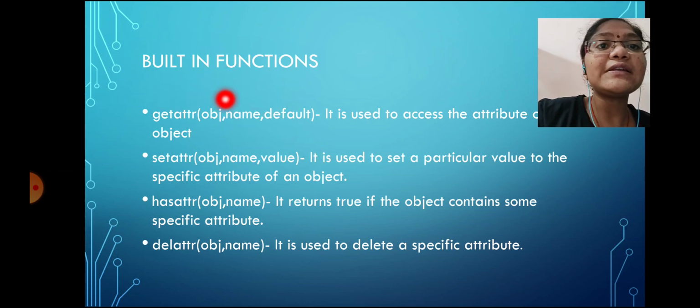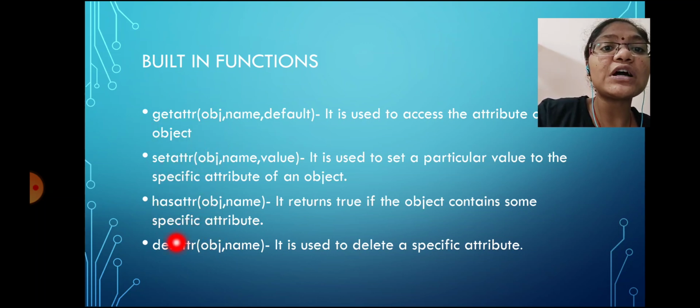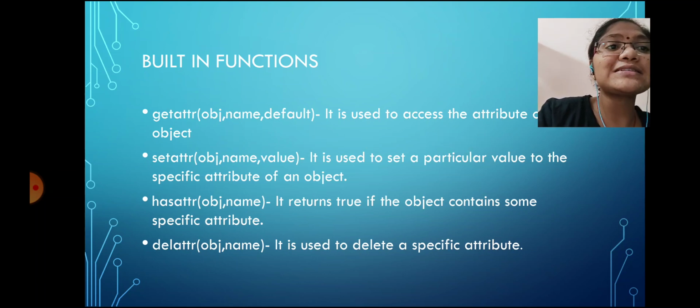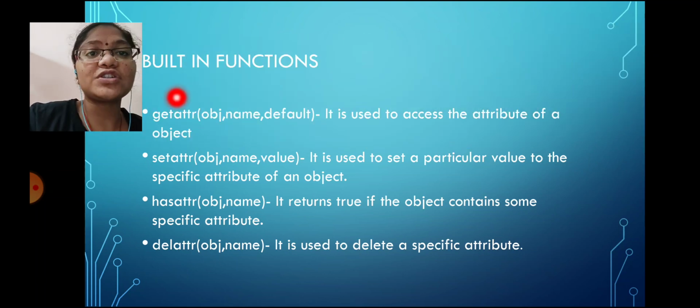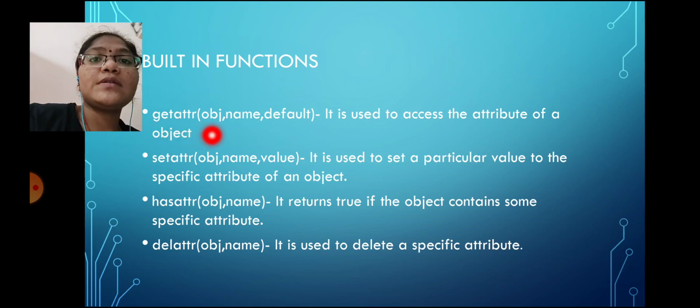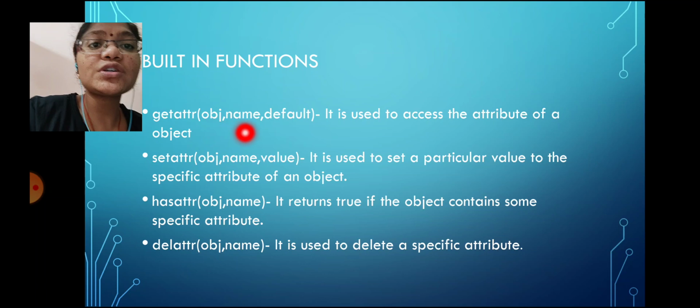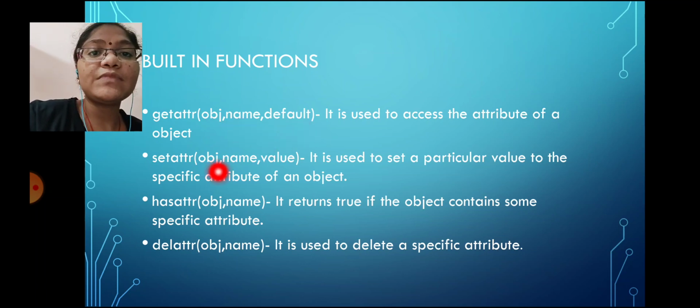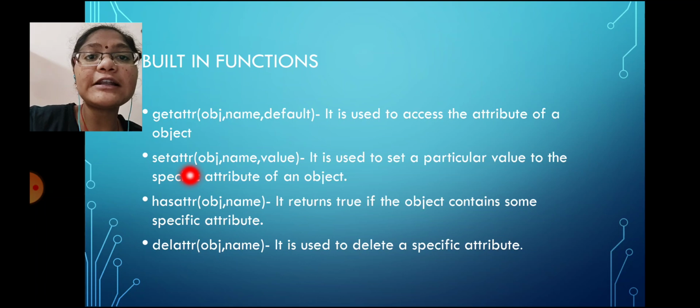Built-in functions. There are some built-in functions available: getattr, setattr, hasattr, delattr. getattr is a built-in function used to access the attribute of an object. It takes three values: object, name and default. setattr is used to set a particular value to a specific attribute of an object. It accepts three parameters: object, name and value.